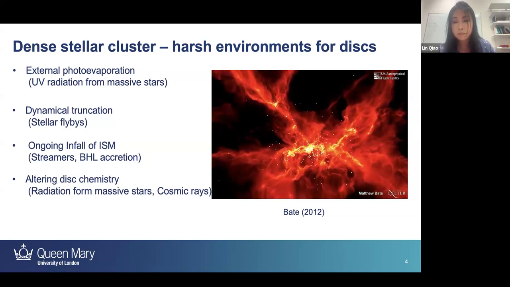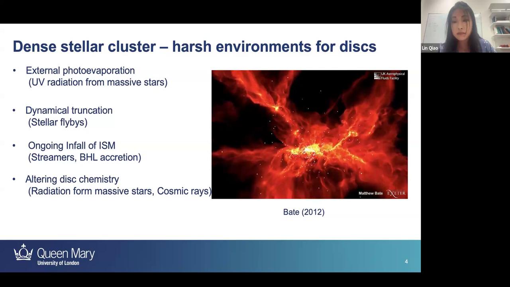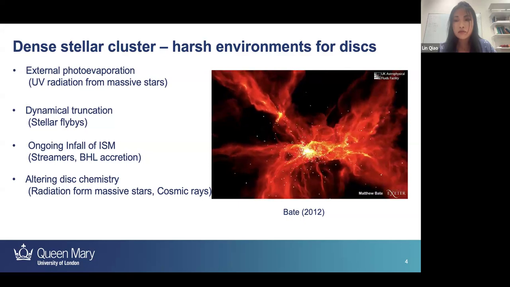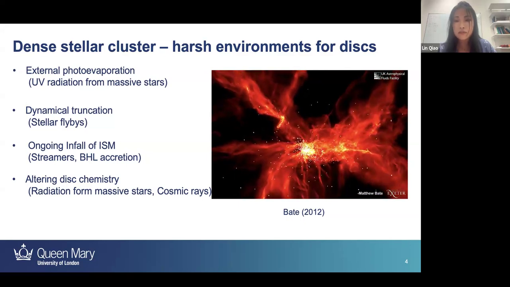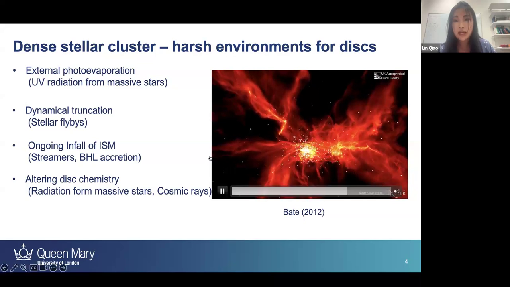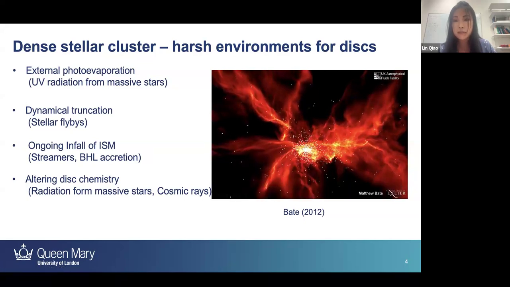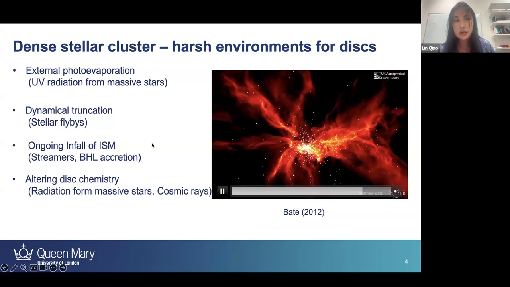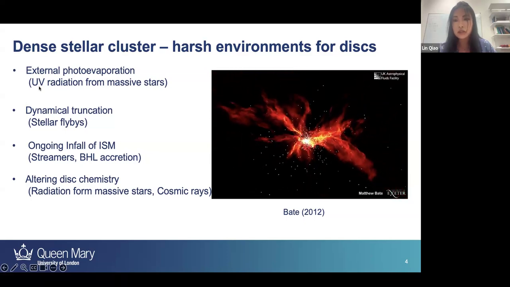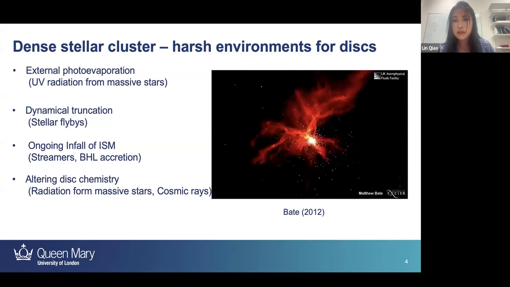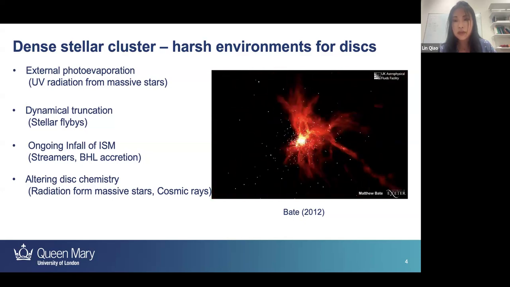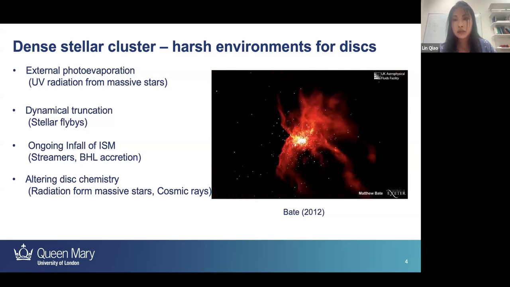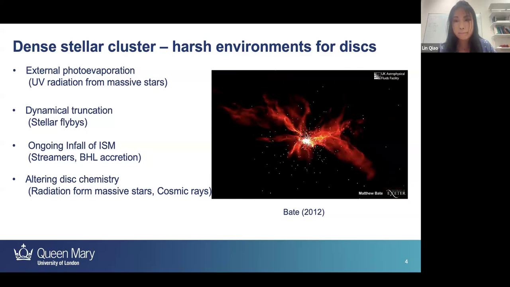So in these massive stellar clusters with high stellar densities, very strong levels of radiation, and stellar feedback from the massive stars, disk evolution and planet formation can be affected by many things in this kind of natal cluster environment. So one of the ways is via external photoevaporation induced by the far-UV radiation from the massive stars in a cluster, which strips planet-forming materials from the disk and causes rapid radius truncation.